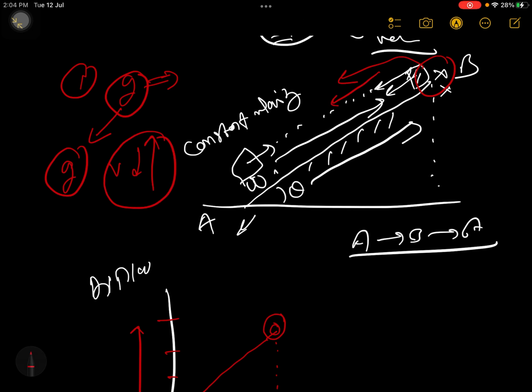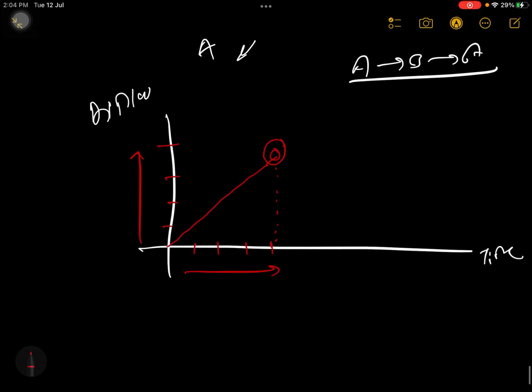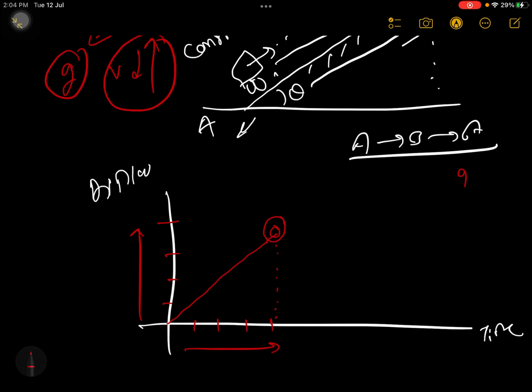So if velocity is increasing, then what kind of graph should you draw? See how many things you have to cover in that information. First thing, acceleration is there, velocity is increasing, and displacement is decreasing, and when it reaches here, it will go zero. So what kind of graph? So this kind of graph you will draw, a curved line. Okay, a curved line. I hope it is totally clear.